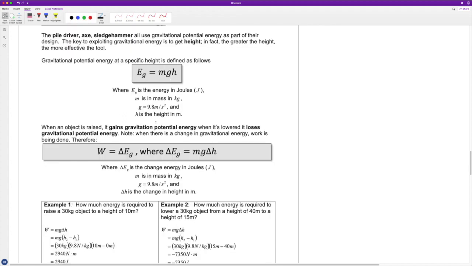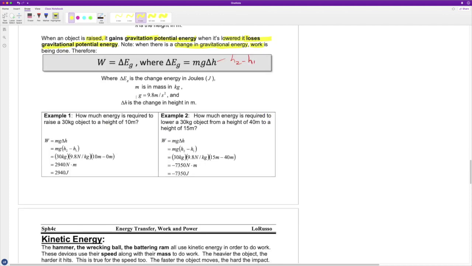All right. So what happens when we change our height? Well, when an object is raised, it gains gravitational potential energy. When it is lowered, it loses gravitational potential energy. So when there's a change in energy, work is being done. So a change in gravitational energy equals work. So work equals a change in gravitational potential energy, and the formula for the change in gravitational potential energy is mass times G times delta H. And if you recall, delta H is your H2 minus your H1. So let's take a look at a couple of examples.